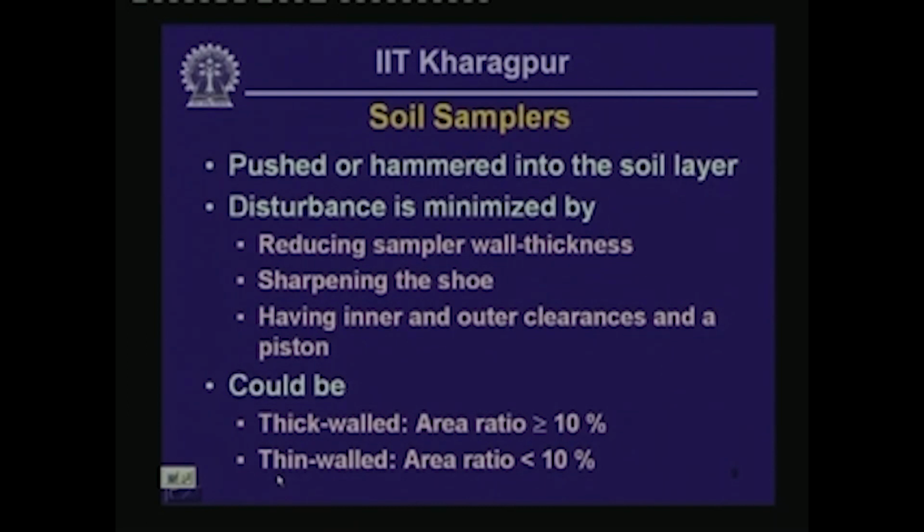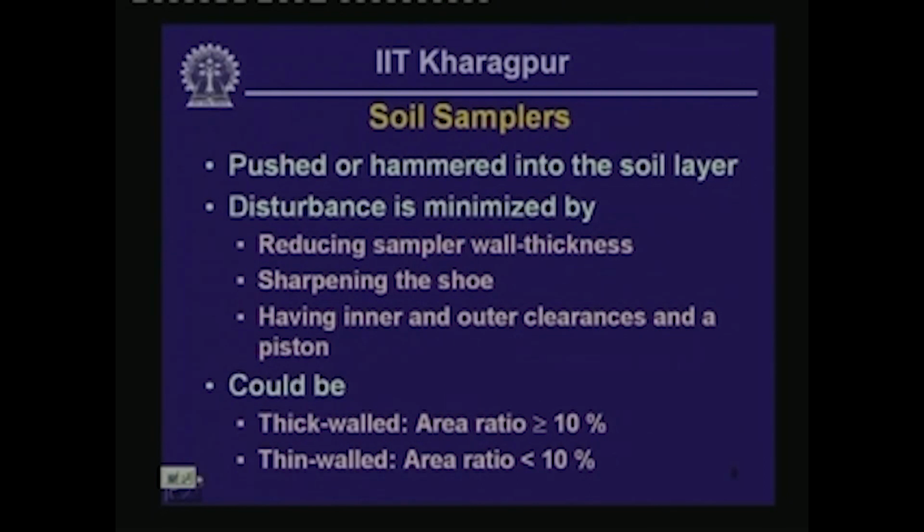sample. Now, what is a thick walled sampler and what is a thin walled sampler? Thick walled samplers are those which have an area ratio of greater than or equal to 10%, whereas a thin walled sampler has an area ratio of less than 10%. Now, what is an area ratio? Area ratio is the ratio of the area underneath the wall of the sampler to the cross sectional area of the soil sample that has been taken within the sampler during the sampling process. So, let me explain what I mean by that.